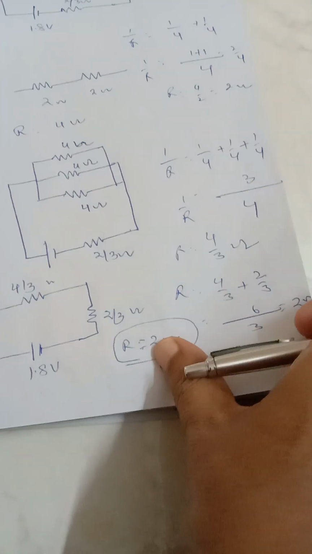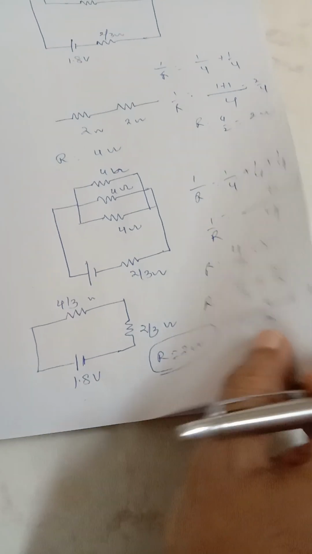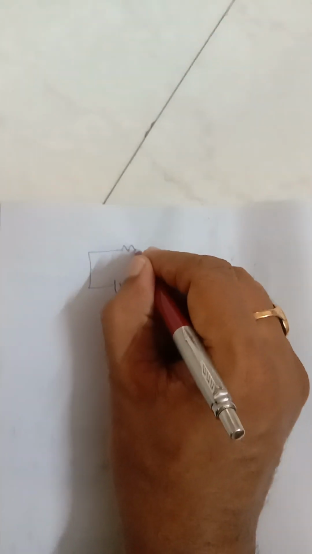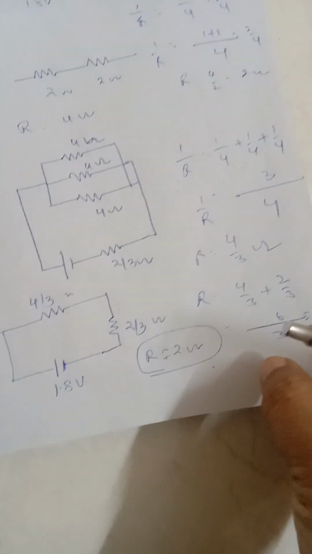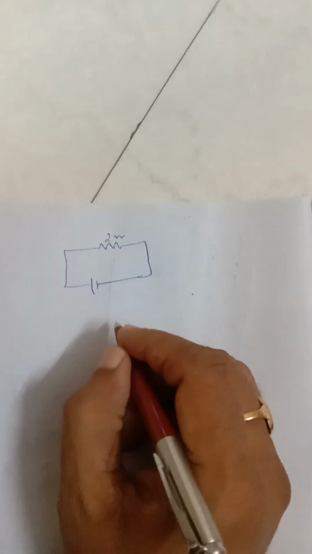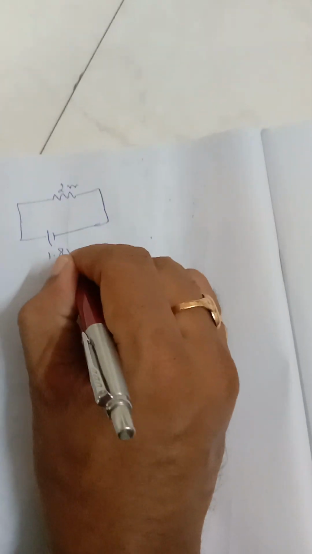If you want, you can draw one more diagram. Otherwise, you can straight away apply Ohm's law. So 2 ohms is the equivalent resistance. This is the battery and 2 ohms is the equivalent resistance. So for this entire circuit, what is the resistance? We find 2 ohms only. So 2 ohms only is there, and the battery is 1.8 volts.